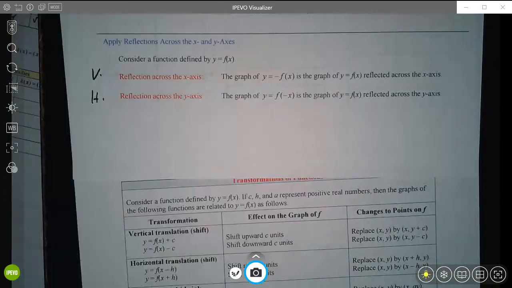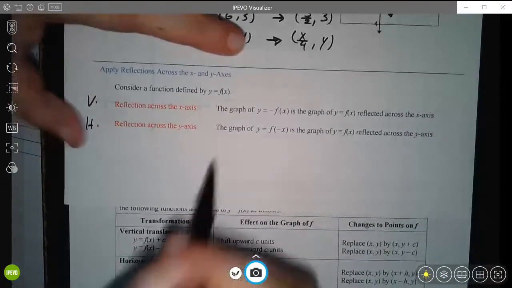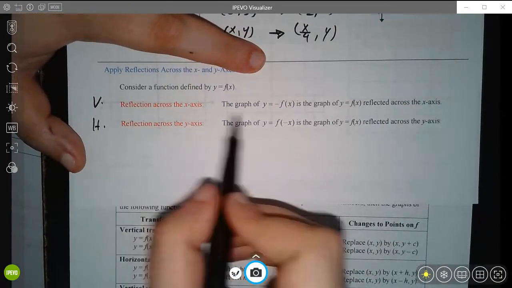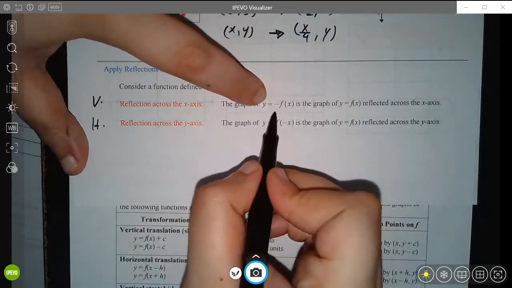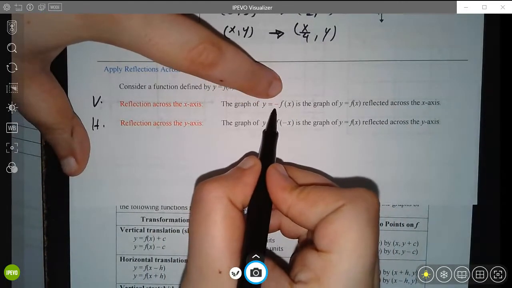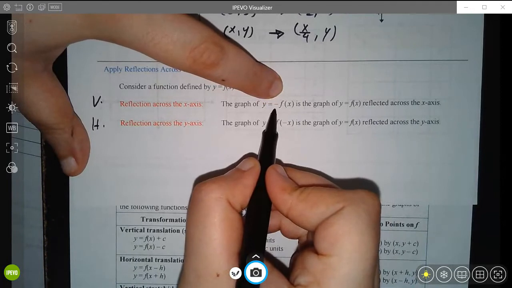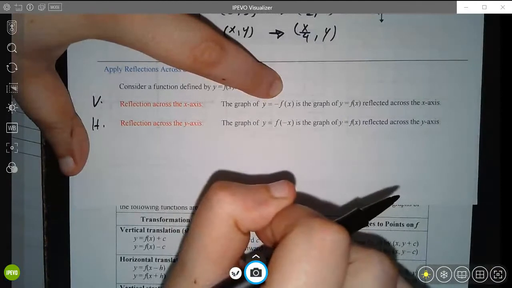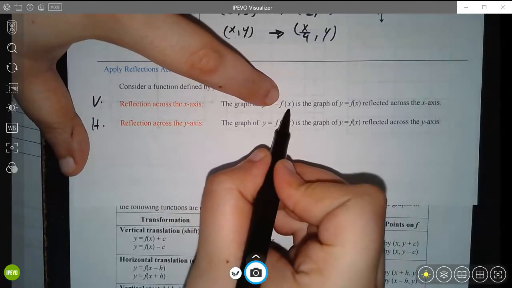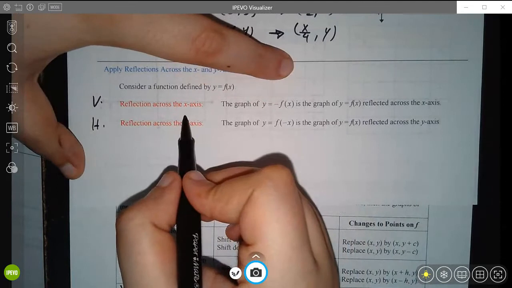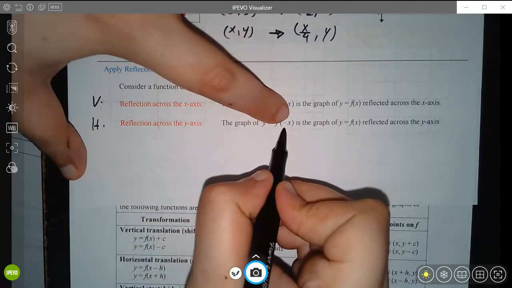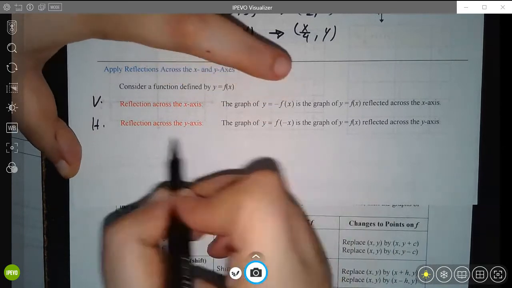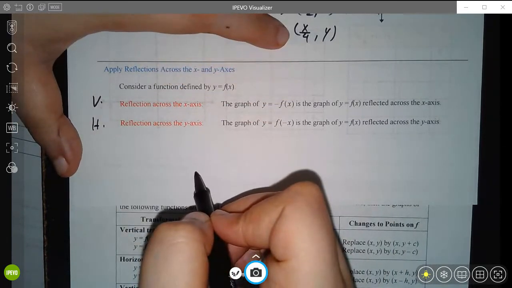Now, here's another tell that should help you understand that one. Here, as you can see in the definition of what it is, reflection across the x-axis, look at the function. Y equals negative f of x. The negative is where? Outside the function. Remember, vertical is always outside, horizontal is always inside. Yes? So negative f of x is a vertical reflection. And f of negative x, see that? The negative got in. So f of negative x is a horizontal reflection. Okay?